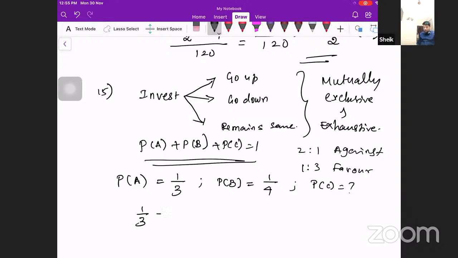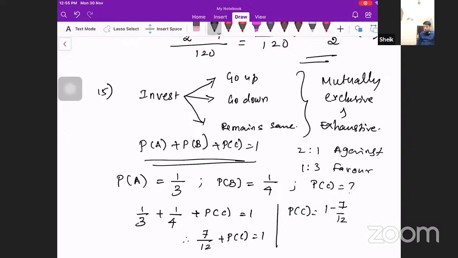P of A plus P of B plus P of C is equal to 1. So therefore, 1 by 3 plus 1 by 4, which is nothing but 7 by 12, plus P of C is equal to 1. So therefore, P of C is equal to 1 minus 7 by 12, which is nothing but 5 by 12. Okay, yes. So our option is A. What is our option, my dear? A is our option.